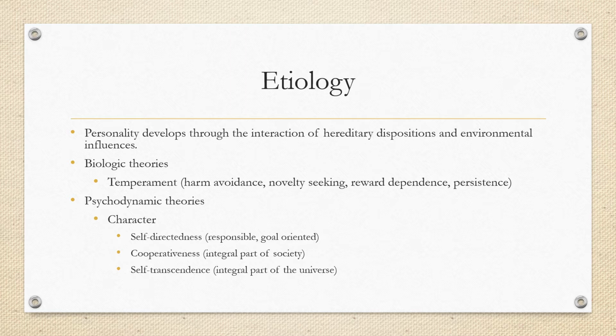Each trait will affect a person's automatic responses to certain situations, and the response patterns are ingrained by 2 to 3 years old. The psychodynamic theory states that character consists of concepts about the self and the external world. It develops over time as a person comes into contact with people and situations and confronts challenges. There are 3 character traits: self-directedness, cooperativeness, and self-transcendence.